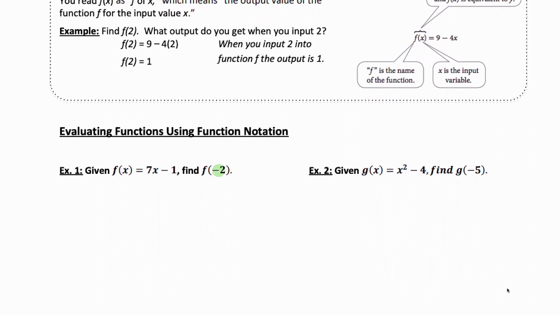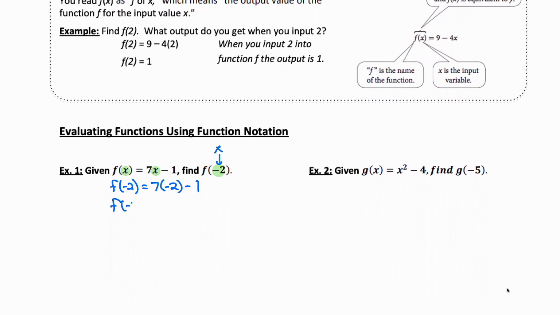Where the x should be, they're putting a negative 2. What they're telling you is wherever you see this x, you're going to replace those x's with negative 2. So instead of writing f of x, they're telling me that x is negative 2. So I'm going to write f of negative 2. That's just saying this is what happens when I plug in negative 2 inside my function. What I get is 7 times, there's that x again, I'm going to replace it with the negative 2 minus 1.